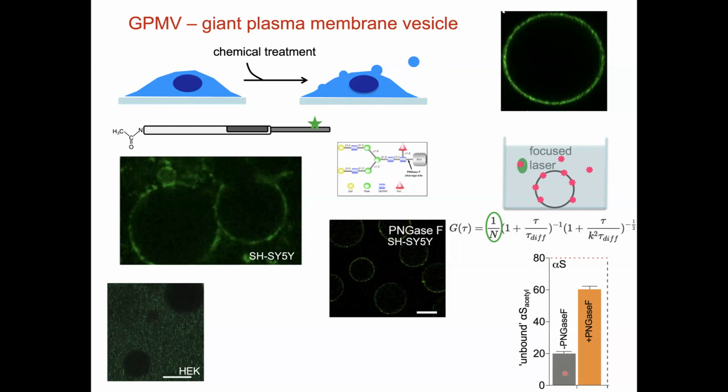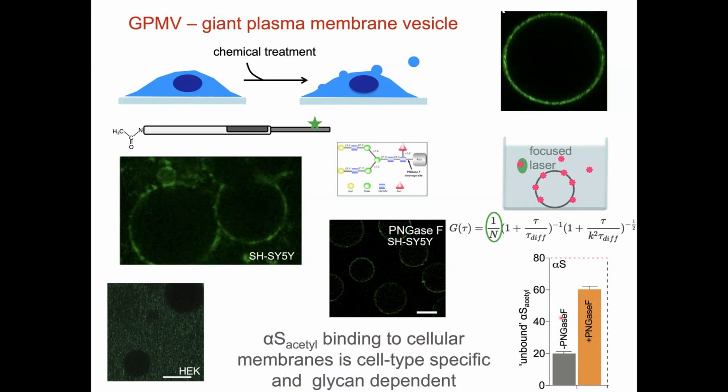we found that in untreated cells we had about 20 nanomolar synuclein left in solution, whereas for those cells we treated with PNGase F, we had about 60 nanomolar left in solution. Just to orient you here, we started with 80 nanomolar, so that's what that red line is, right? So we can see that roughly 75% of the protein is bound for the untreated GPMVs, whereas only about 25% is bound for the treated GPMVs, right? So clearly the glycan is important for this type of binding.